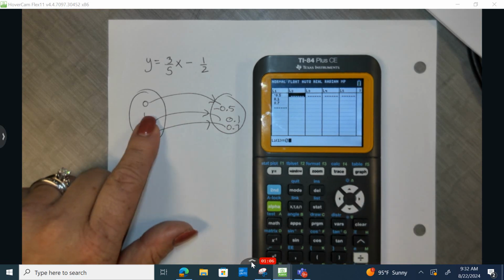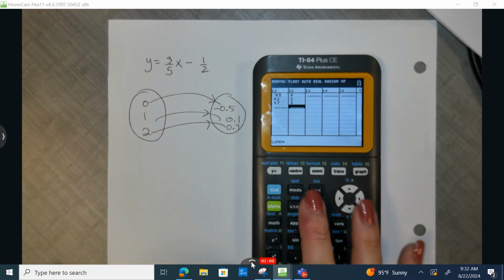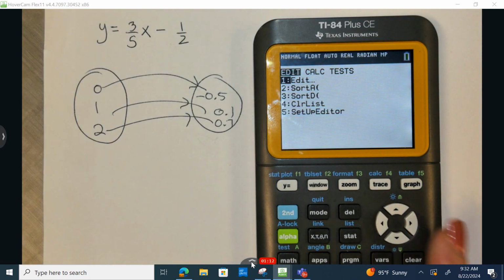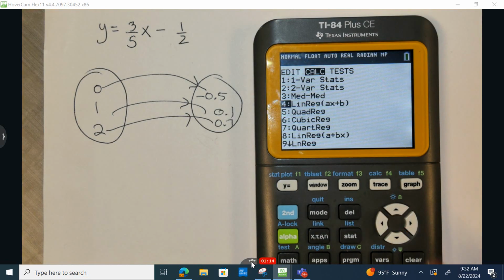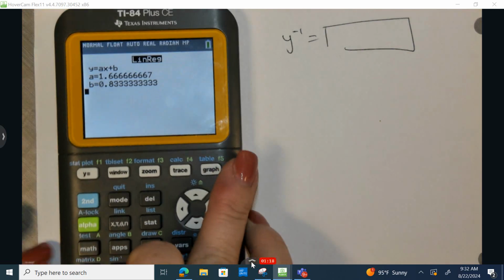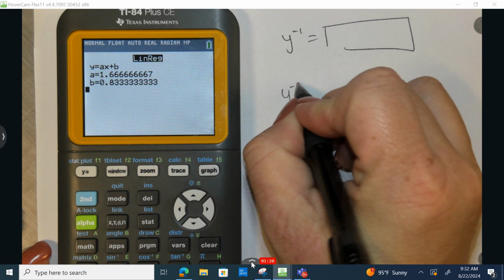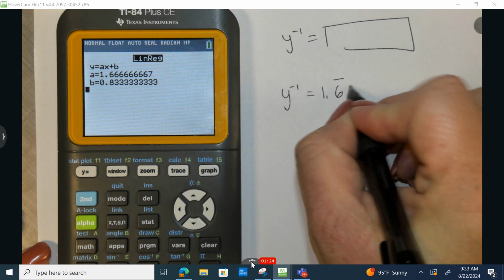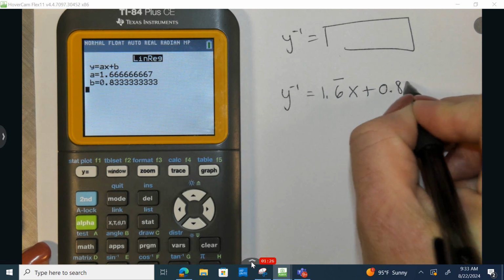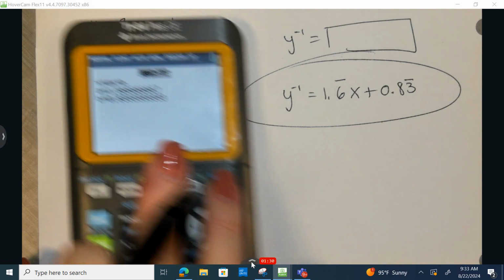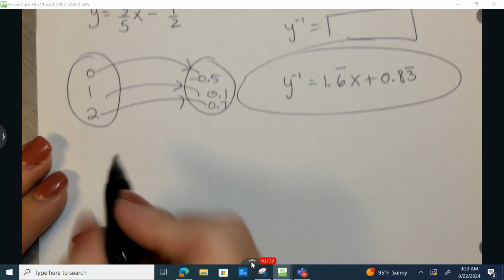And then the corresponding y's. Go stat, go to calculate, go down to number 4, and press enter all the way through. Okay, so yours will be much nicer, but what you could write here then is this will be the function: 1.6 repeating x plus 0.83 repeating. Okay, let's try one more.